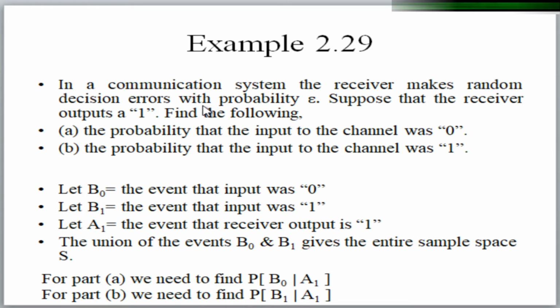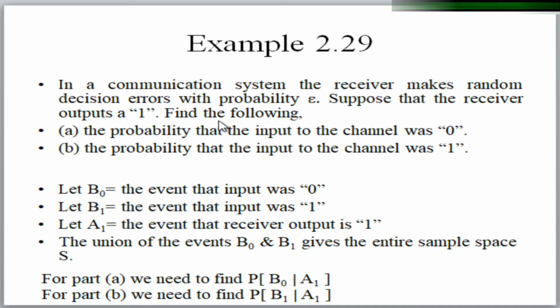So in this example, it is asking you to find different probabilities of error. Suppose that the receiver outputs a 1. Find the following. Okay, we have received 1 at the receiver. So what do we have to find out? We have to find the probability that the input was 0 and we have received 1. And what was the probability that the input was 1 and we have received 1?